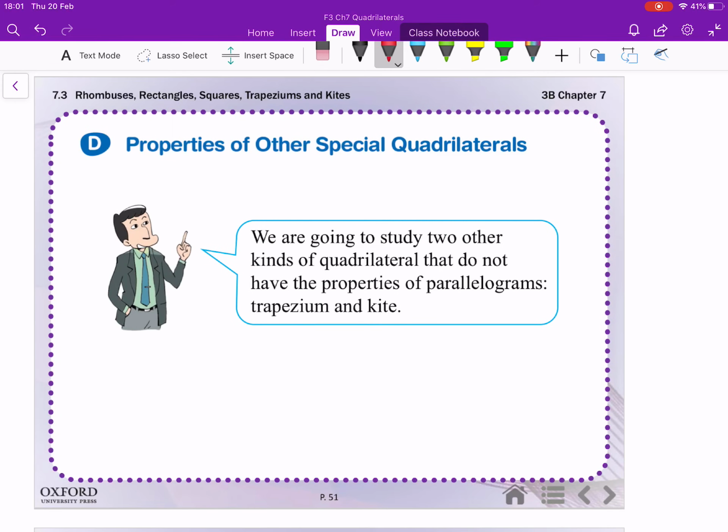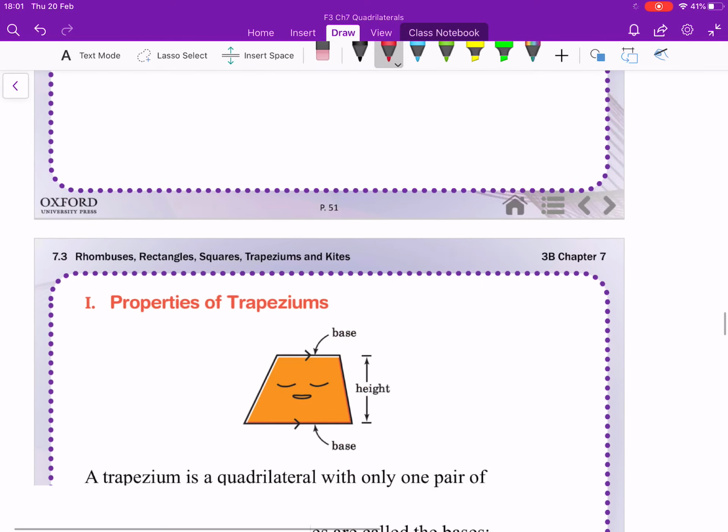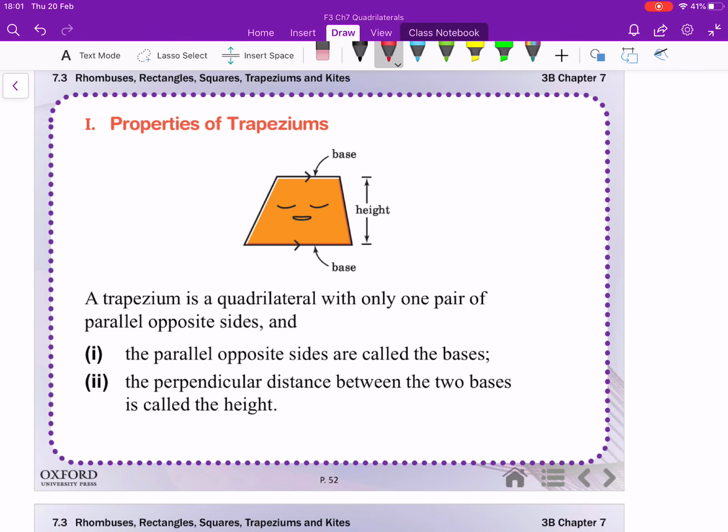Okay, we finished 3 of them, and finally we have the remaining 2: trapezium and kite. Trapezium first. For trapezium, be careful. The definition of trapezium is that we have only one pair of parallel opposite sides. Because you know that adjacent sides can never be parallel to each other, we can say that this is a trapezium.